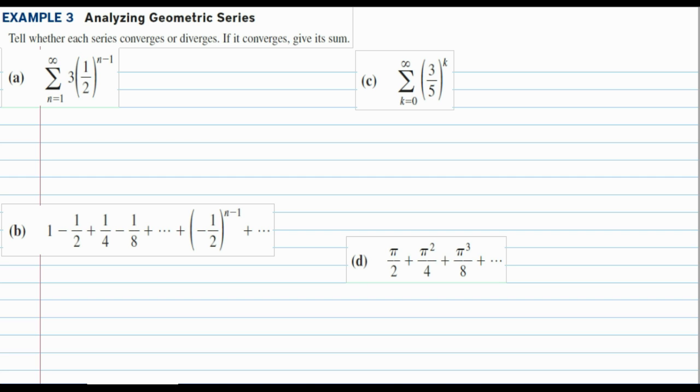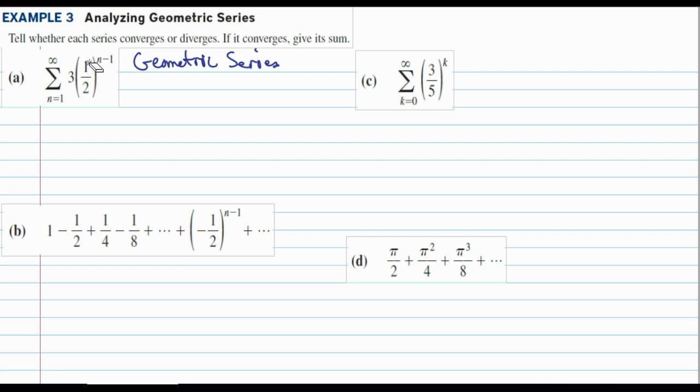So example 3, analyzing geometric series. Tell whether each series converges or diverges. If it converges, give its sum. So part A, we have the sum as n equals 1 to infinity of each of these terms. So we would do 3 times 1/2 to the 1 minus 1, 3 times 1/2 to the 2 minus 1, plus 3 times 1/2 to the 3 minus 1, plus 3 times 1/2 to the 4 minus 1, all the way to infinity. So we're adding all these up, the sum of each of these terms starting with n equals 1. Well, we recognize this as being a geometric series.